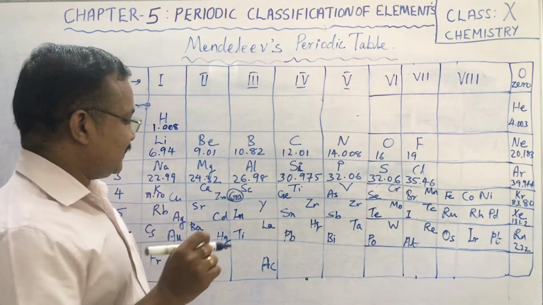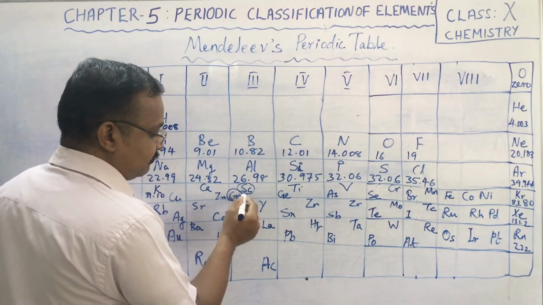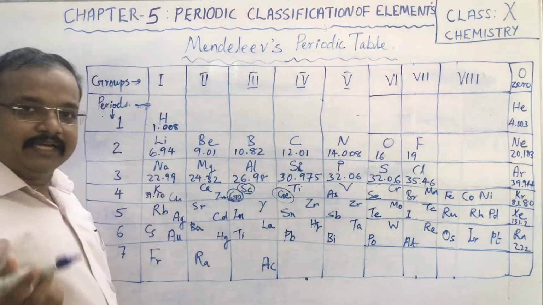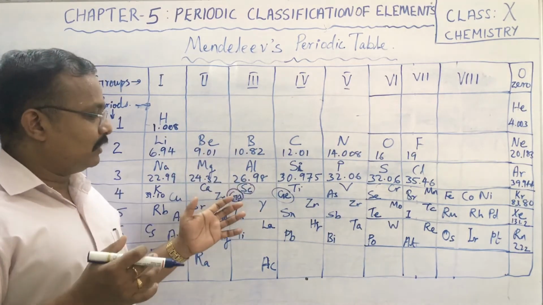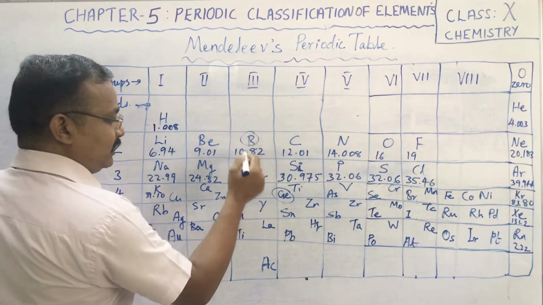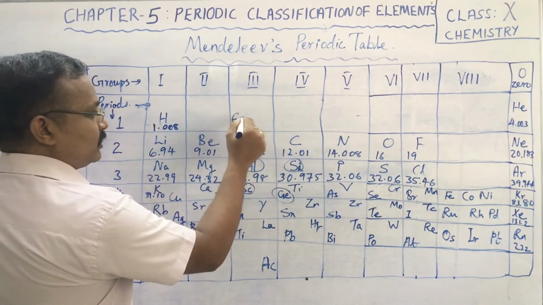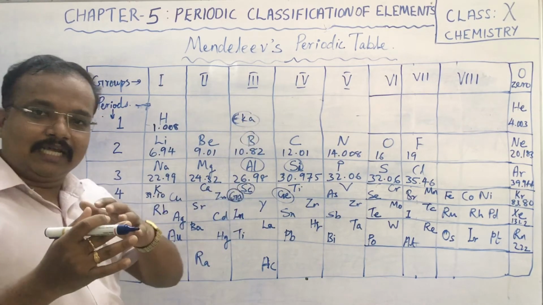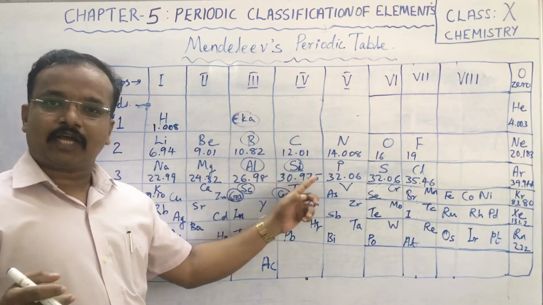Another importance of his periodic table is that he left some gaps. Scandium, gallium, germanium and others were discovered only later. So he named them with respect to the elements before them, boron, aluminium and silicon, using the word eka. Eka means one element before that. Eka boron, eka aluminium, eka silicon, like that.